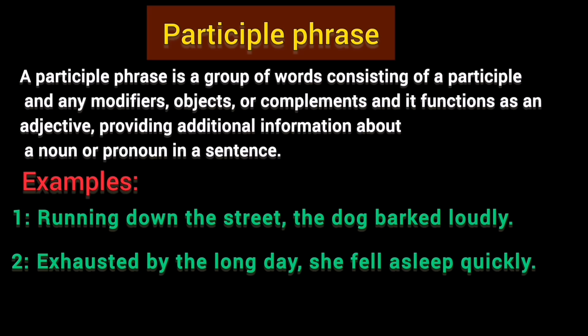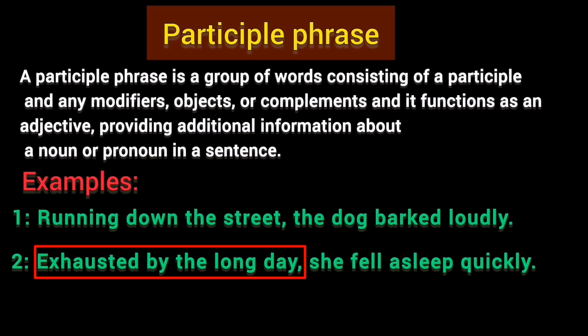Exhausted by the long day, she fell asleep quickly. Observe this example, here, exhausted by the long day, is a verbal phrase because this phrase starts with a past participle and it functions as an adjective, because it modifies the pronoun, she, in this sentence. Who was exhausted? The simple answer is, she was exhausted.